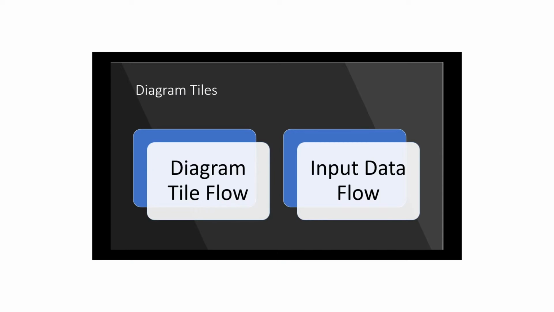When creating a diagram tile, you'll need to create two flows. The first is a diagram tile flow. This tells Decisions what the tile is going to look like. Second, you'll need to create an input data flow in order to tell the diagram tile where it gets any input data it's expecting. Let's go to the Designer Studio and get started.